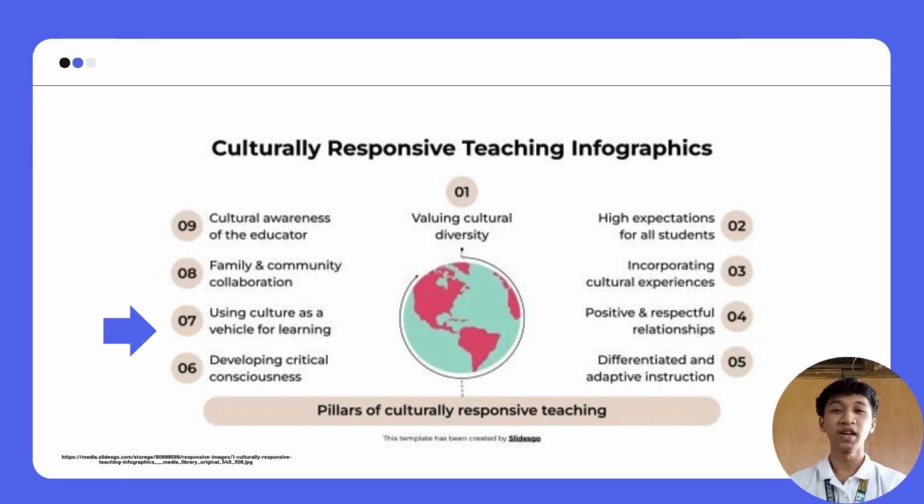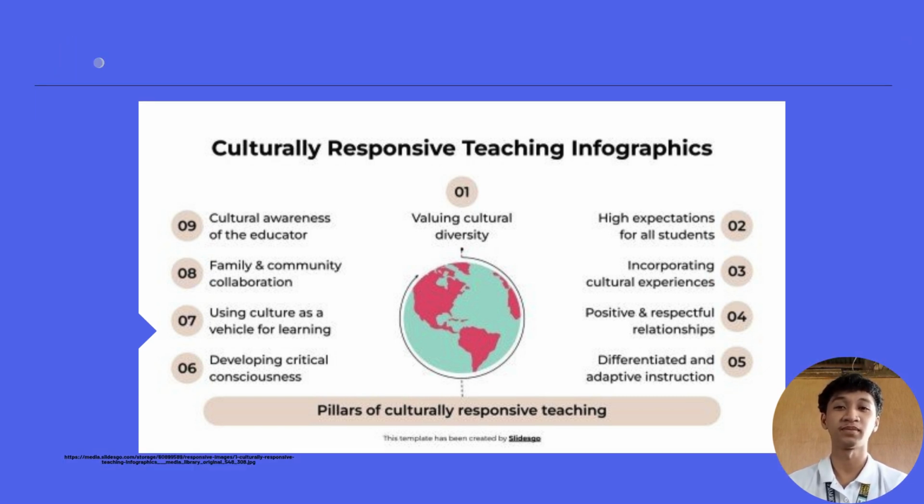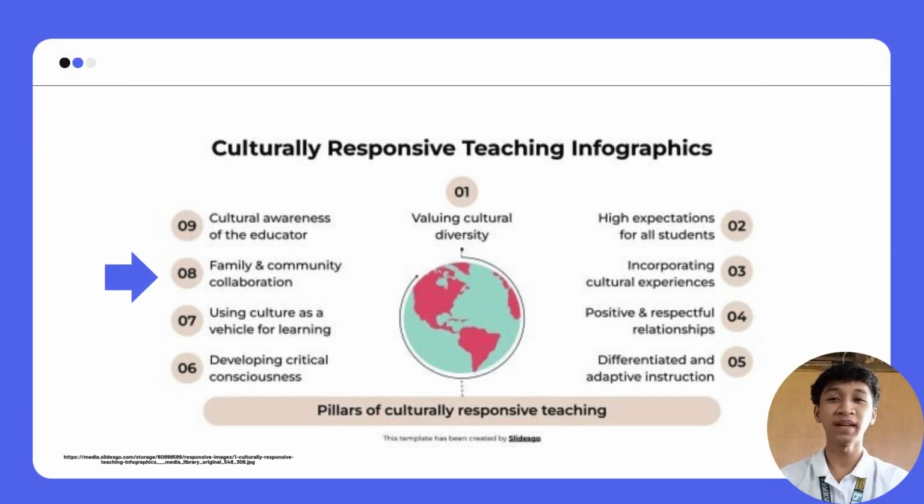Number 7. Using culture as a vehicle for learning. We use students' cultural backgrounds not just as content, but as tools to help them learn more effectively. Number 8. Family and community collaboration. We engage families and communities as partners in education, bringing school and home together.